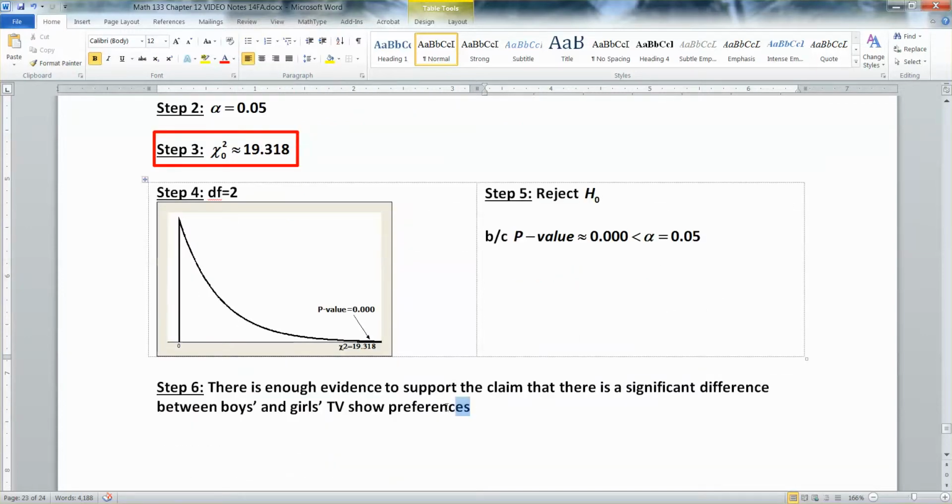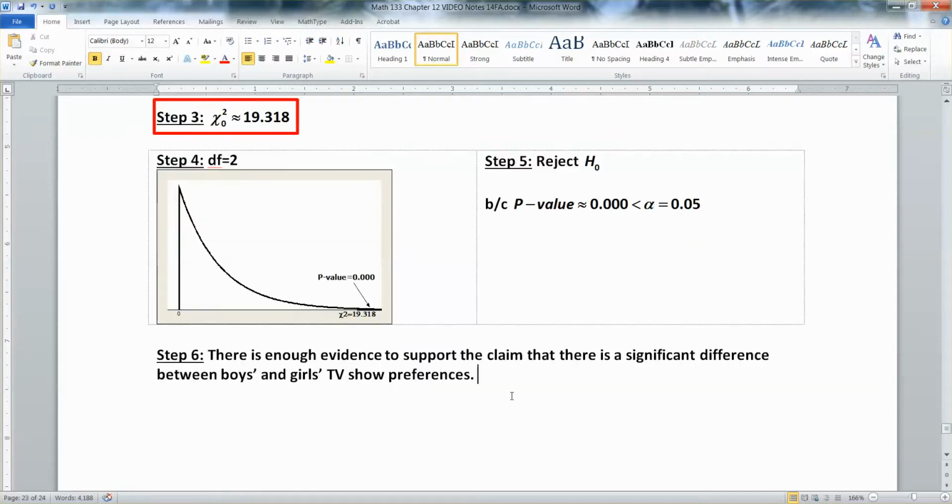But when we reject the null hypothesis, that means that there is enough evidence to support the claim that there's a significant difference between boys and girls TV show preferences. And I don't think that's shocking to anybody that works with young boys and girls to know that they like different things sometimes. All right, we are all done with chapter 12.